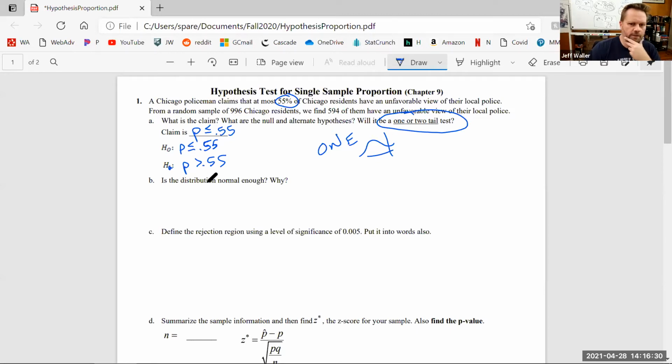So is the distribution normal enough? What do I check? If np and nq are greater or equal to 5. All right, so what is n? 996. Good. And what's p? You don't have to do any work. 0.55, not a percentage. There you go.